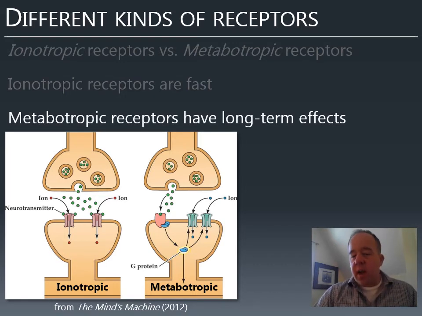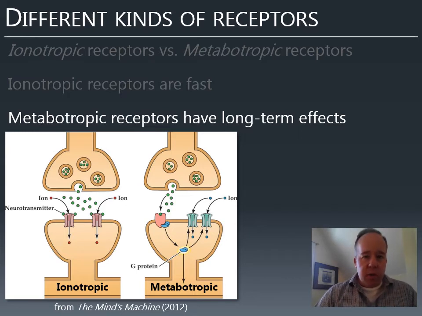On the right, we have the other kind. We have metabotropic receptors. And these aren't as fast, but their effects last longer. And so metabotropic receptors can send signals to nearby ion channels to open up and let ions flow. So that takes a little longer. You have to send a separate molecule all the way across the dendritic spine, maybe.